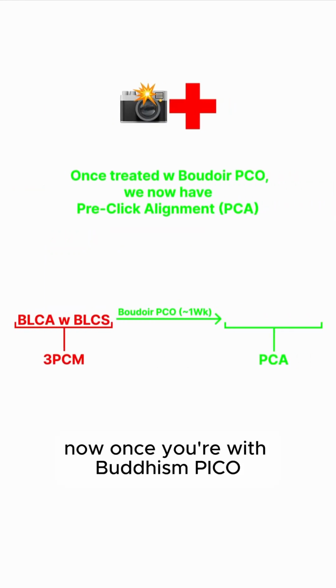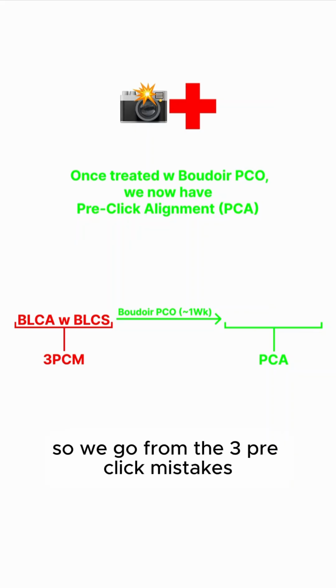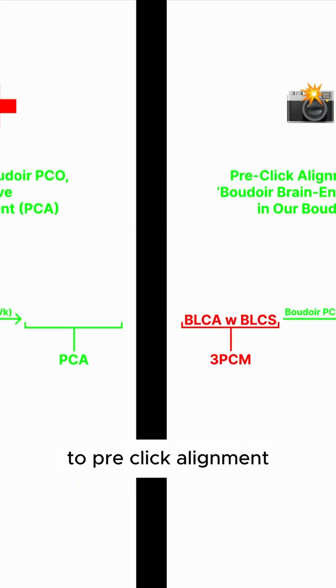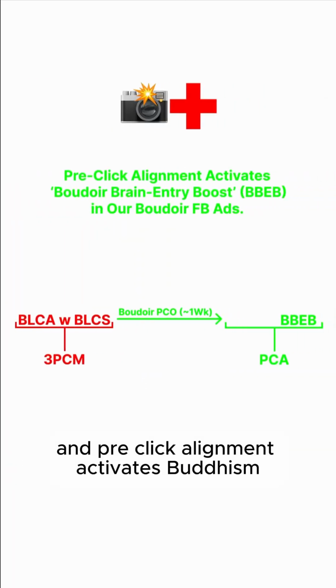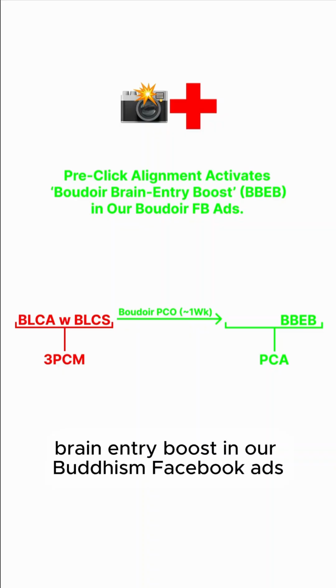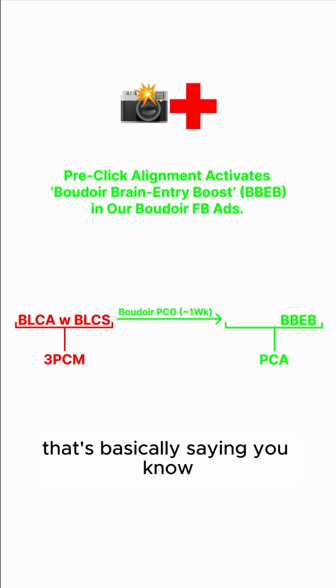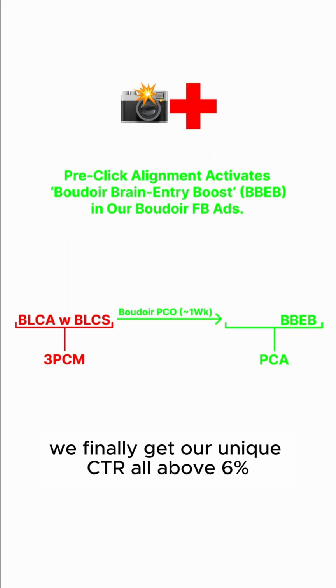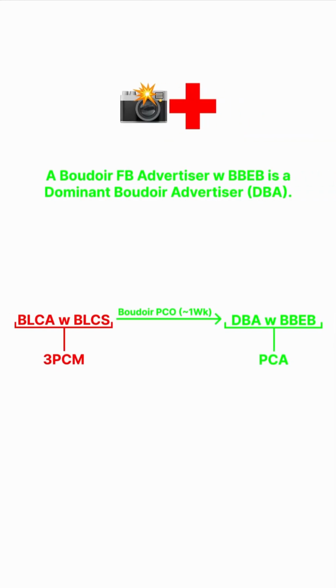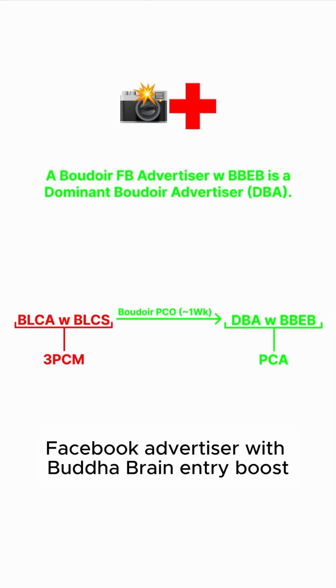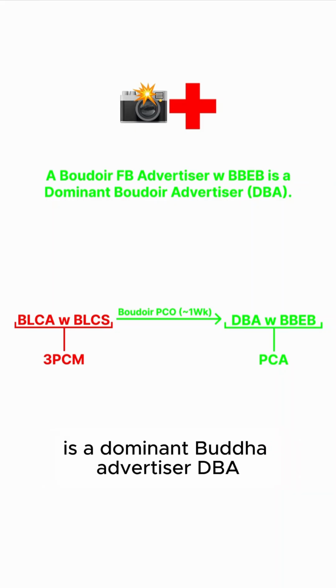Now, once treated with Boudoir Pico, we now have pre-click alignment, PCA. So we go from the 3 pre-click mistakes to pre-click alignment. And pre-click alignment activates Boudoir brain entry boost in our Boudoir Facebook ads. That's basically saying we finally get our unique CTR above 6%. We also know that a Boudoir Facebook advertiser with Boudoir brain entry boost is a dominant Boudoir advertiser, a DBA.